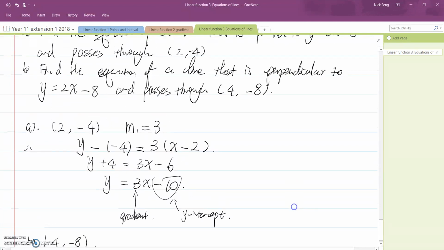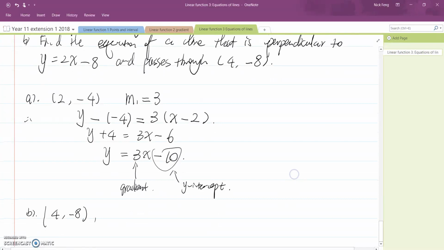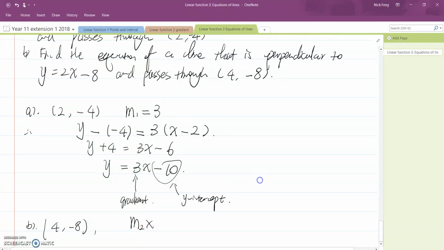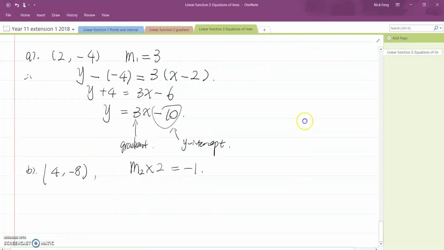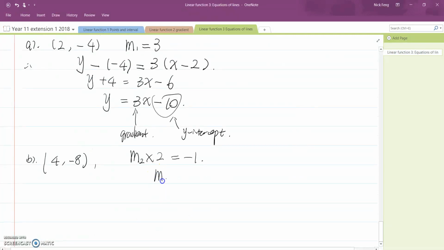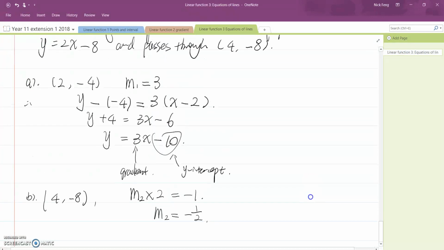What about the gradient? Now we don't know the gradient yet because it is perpendicular, not parallel. Perpendicular to the given line means the gradients of these two lines multiplied together equal negative 1. So let's say the gradient of the second line, multiplied by the given gradient, which is 2, therefore equals negative 1. That means the gradient of the line we're looking for is negative a half.